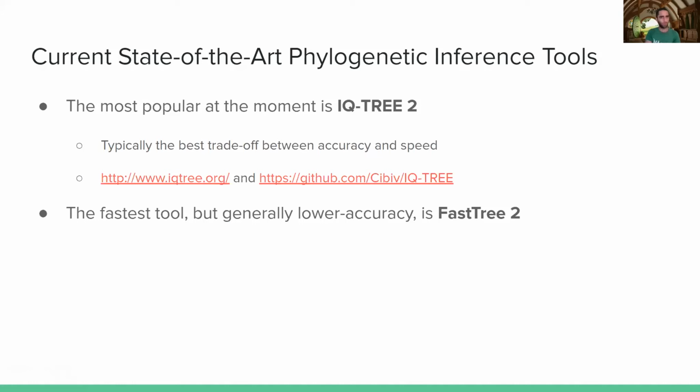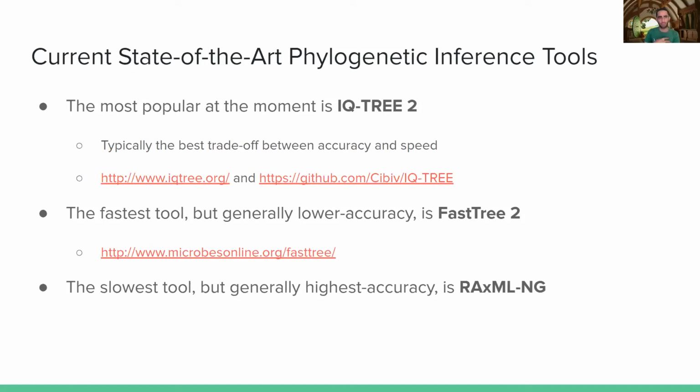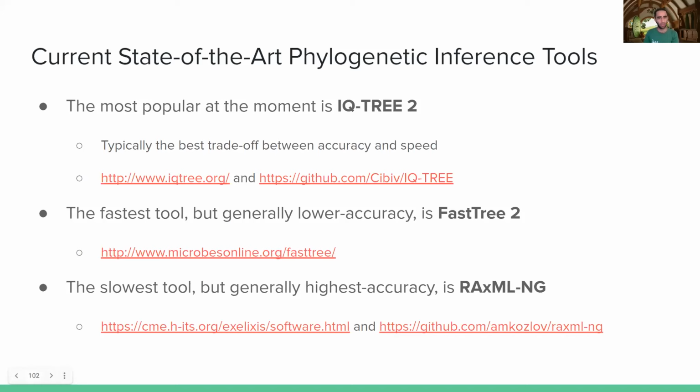Generally, the fastest tool, but with a bit lower accuracy than the competitors, is a tool called Fasttree2. And here's the link to the Fasttree2 website. And in my experience, the slowest tool, but the one that generally has the highest tree accuracy, is a tool called RaxML-NG. Here's a link to the website, and here's a link to the GitHub repo. In San Diego, we've been pretty much entirely using IQTree2. But sometimes when we need a quick tree just to get a rough idea of what's happening, we'll sometimes use Fasttree2.